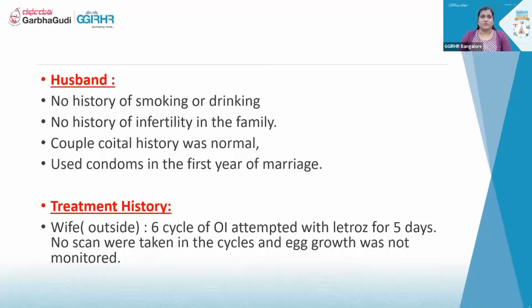Coital history was normal and the couple used condoms for the first year of marriage. Treatment history: the wife underwent 6 cycles of ovulation induction with letrozole for 5 days. There was no scan done during these cycles, and egg growth was not documented or monitored in this patient.